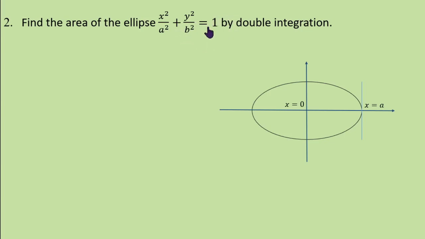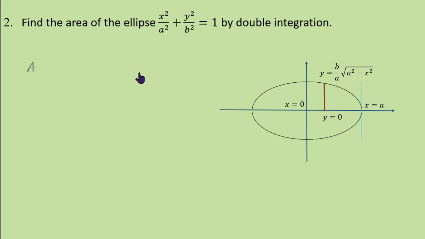So, y square is b square by a square into a square minus x square, or y equals b by a into root a square minus x square. Therefore, y varies from 0 to b by a into root a square minus x square. So, it is the equation of the curve in terms of y, y equals b by a root a square minus x square.